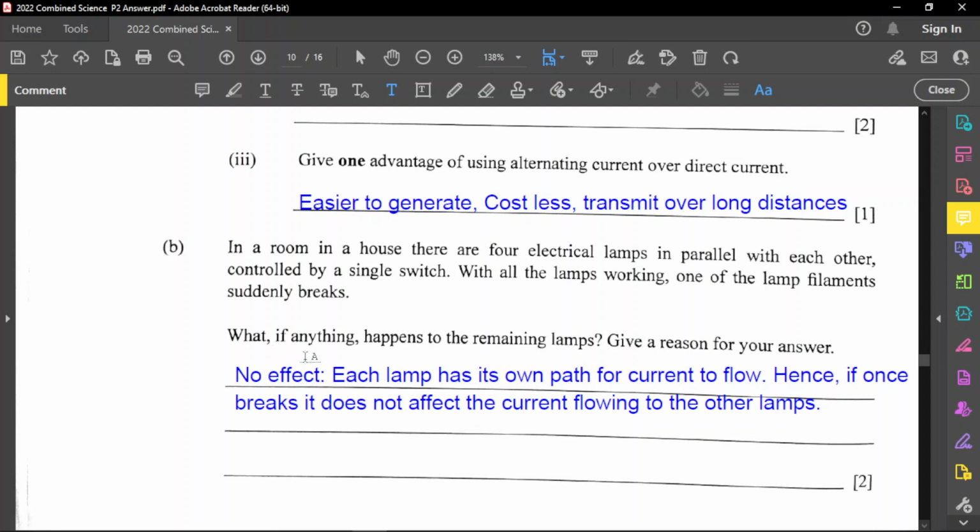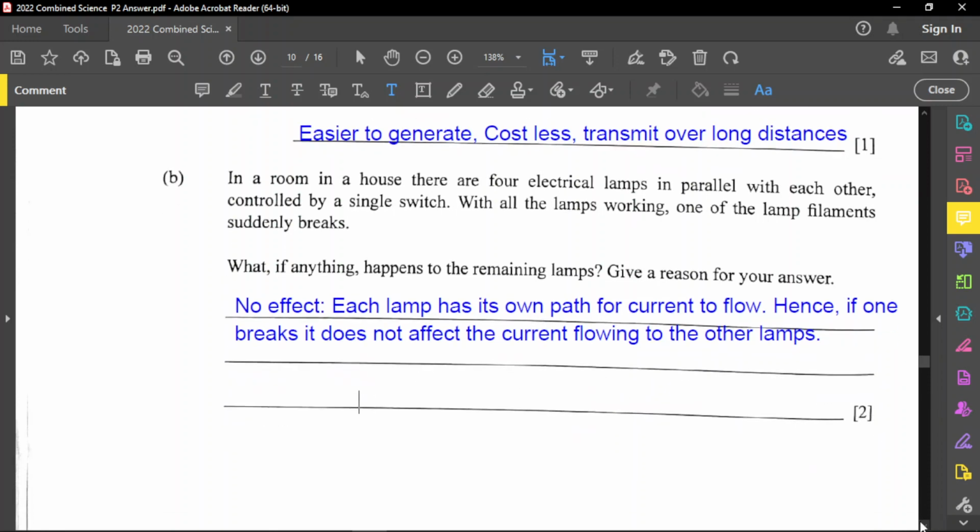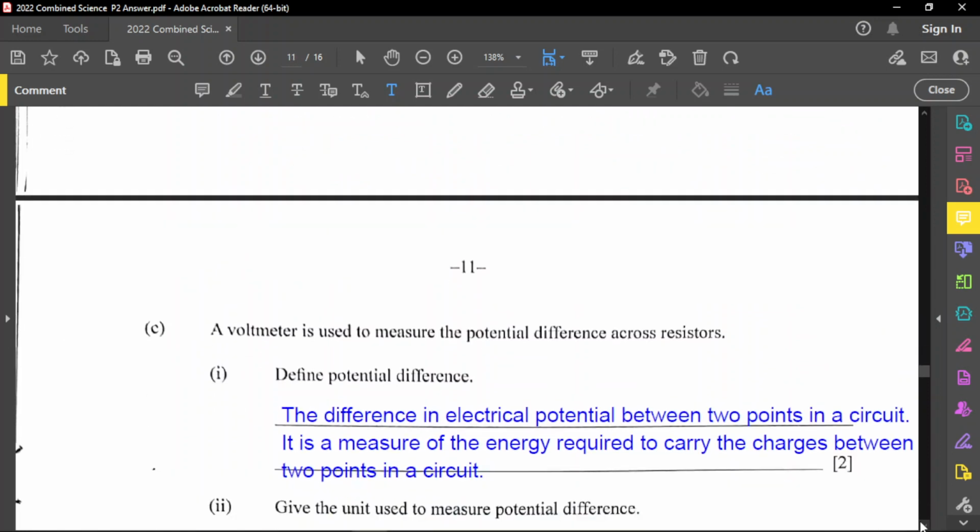There will be no effect on the other lamps, simply because each lamp has its own path for current to flow. Hence, if one breaks, it does not affect the current flowing to the other lamps, because they have different paths for current to flow. That's the beauty of a parallel circuit. If it was a series circuit, then if one component is damaged, it affects all the others.